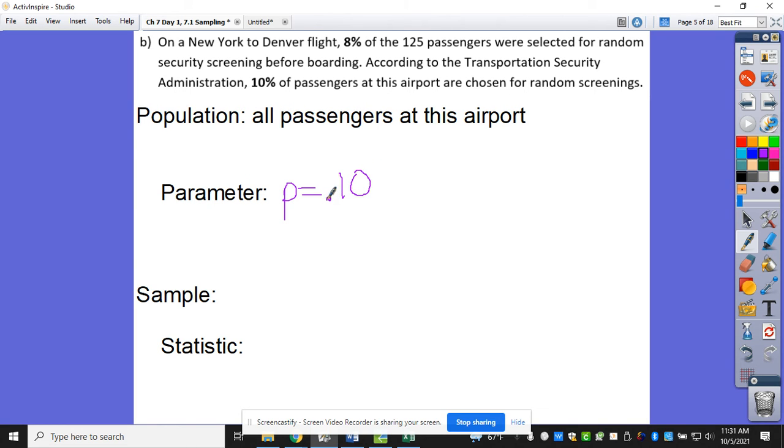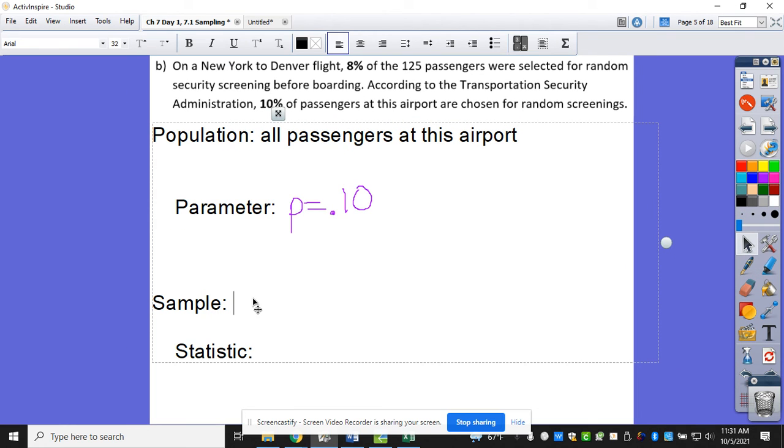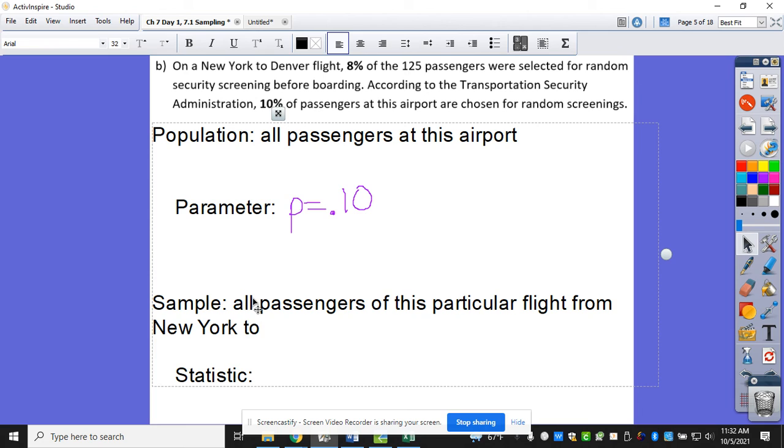So let's think through this. That is saying 10%. What are we defining as success? Our screened. So our population is all of them. Our success is the ones who are screened. So that concept is going to apply again down to sample. So now what is our sample? And technically it's at this airport, but if it's this flight that's going from there to there, it's the same group.